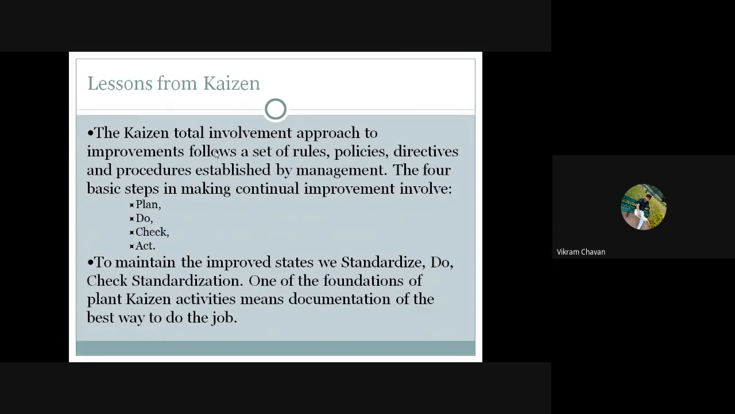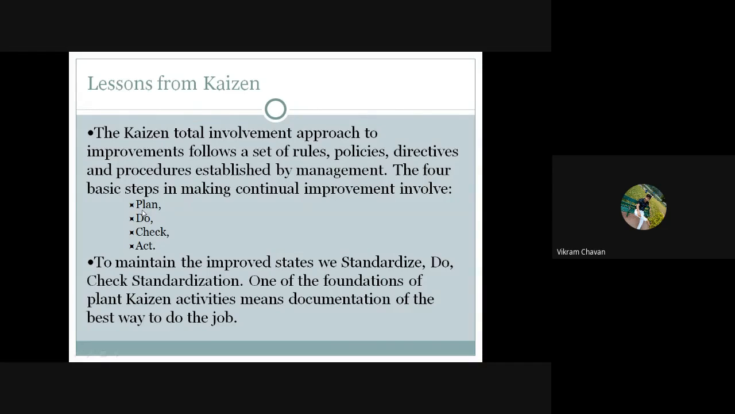The Kaizen total environment approach to improvements follows a set of rules, policies, directives, and procedures established by the management. The four basic steps in making continual improvement involve, that is, first one is plan, then second one is do, then third one is check, and the last one is act. So in plan, what?